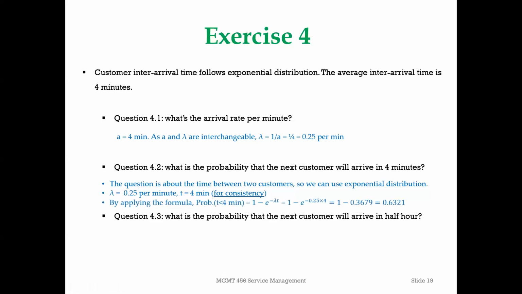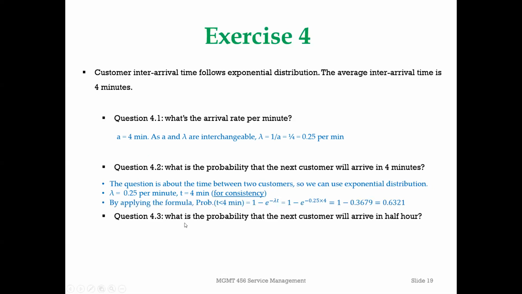Then we apply the formula. Now here, we're asking about the probability that the interarrival time is less than 4 minutes. So this is the right formula. Remember, there are two formulas for exponential distribution. One is asking about the interarrival time being less than something. The other one is asking about the interarrival time being greater than something. So here it is less than something, we use this formula. So 1 minus e to the power of negative lambda t, we plug in the right numbers, we get 0.6321. So there's about a 63% chance the next customer will arrive in 4 minutes.